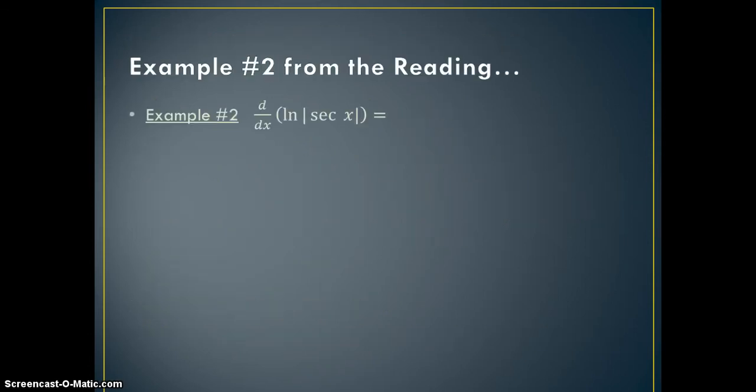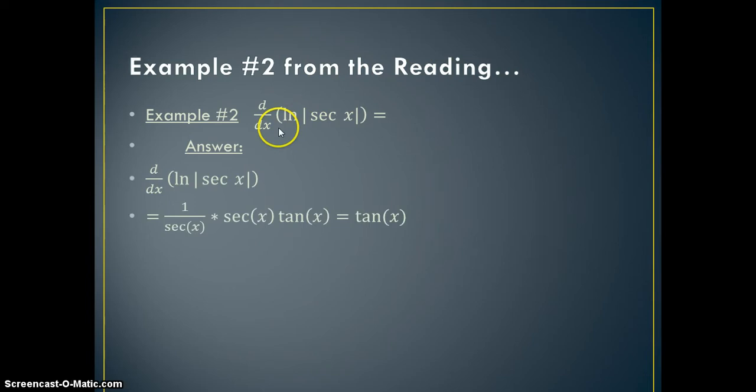So here's an example. Let's say we want to find the derivative of natural log of absolute value of secant of x. That derivative would be 1 over the inside function, which is secant of x, times the derivative of the inside function, which is secant of x, tangent of x. The secant of x's will cancel out, and we're just left with tangent of x.